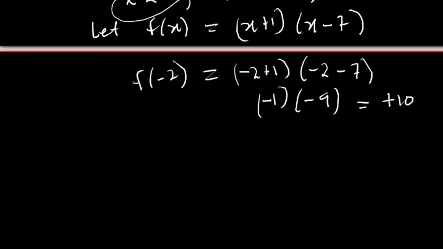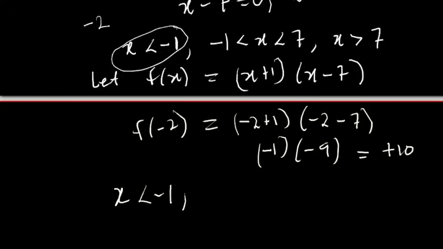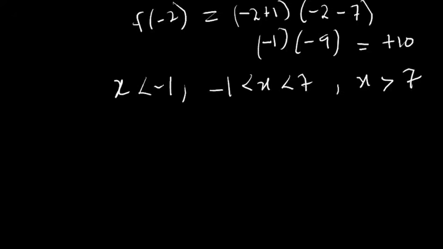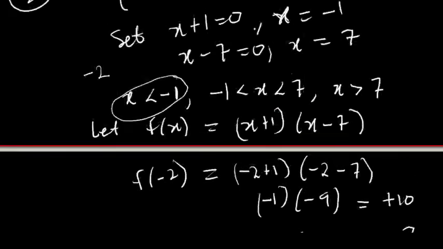That means you just have to rewrite the three suggestions that we have: x less than minus 1, minus 1 less than x less than 7, and x greater than 7. Now here comes the trick. So this one gives us plus. That means the next one will be minus and the next one will be plus. So the sign will be alternating. Don't stress yourself.